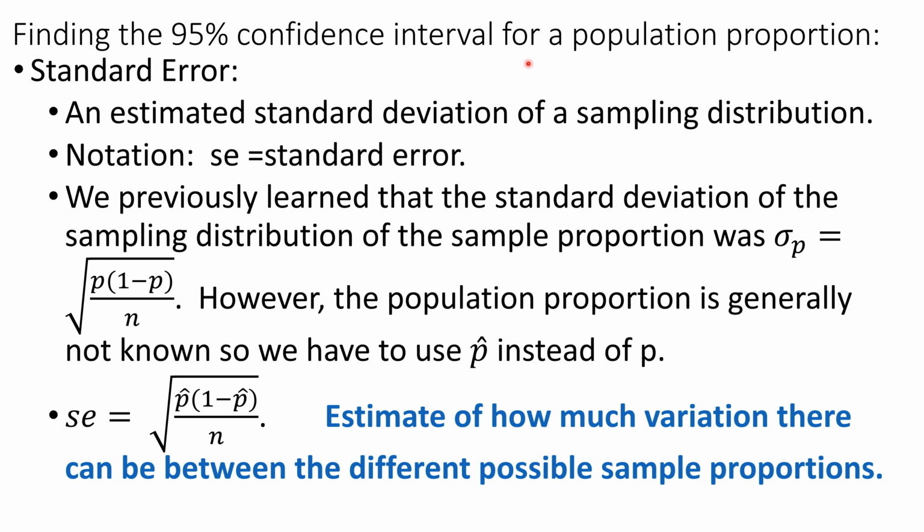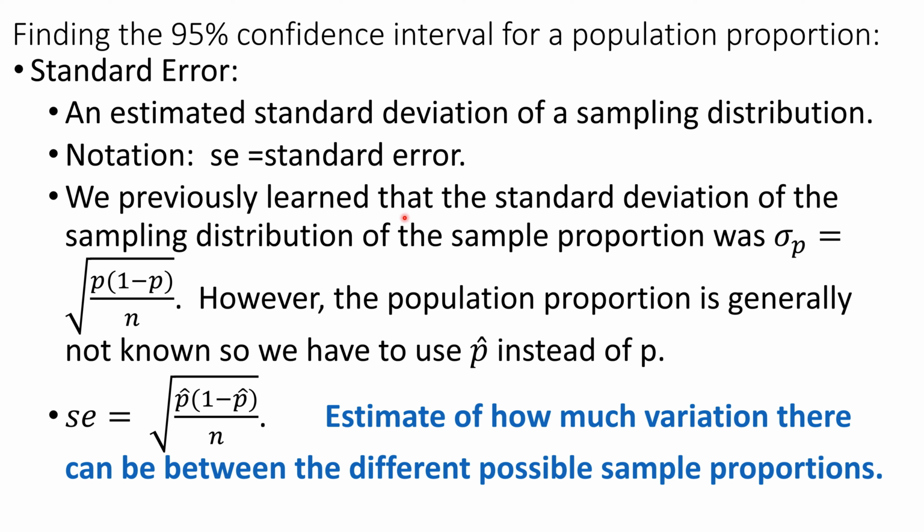To find the 95% confidence interval for a population proportion, we need to know the standard error. Standard error is an estimated standard deviation of a sampling distribution. This is denoted as SE for standard error.